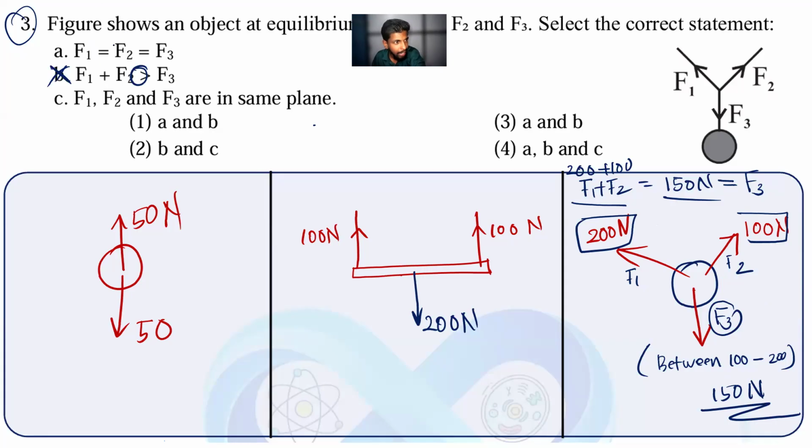And earlier I said that if the angles are the same, F1 is equal to F2, F2 is equal to F3. If the angles are the same. If the angles are not the same, then only the case will be like this. Okay. Third one. So both first and third answers are the same.